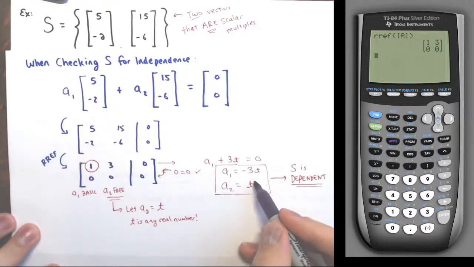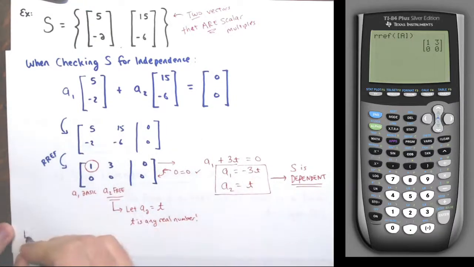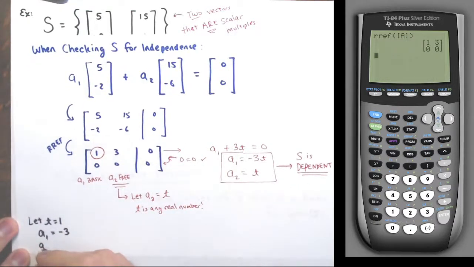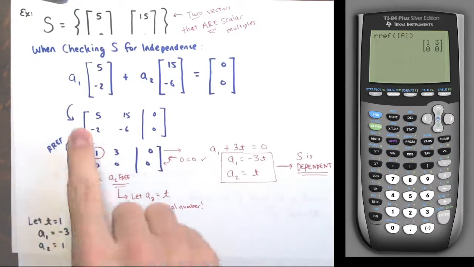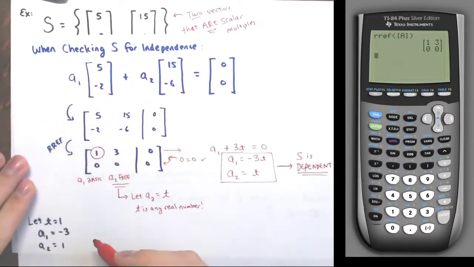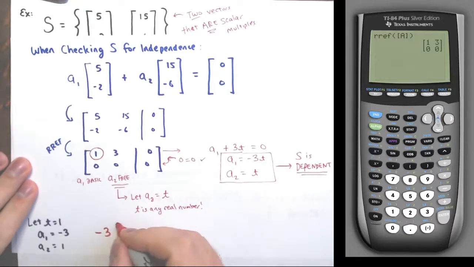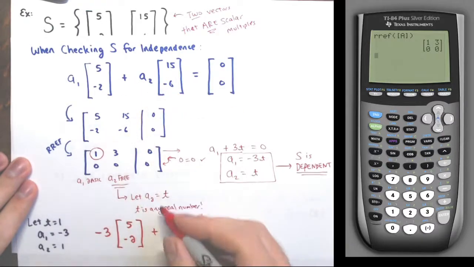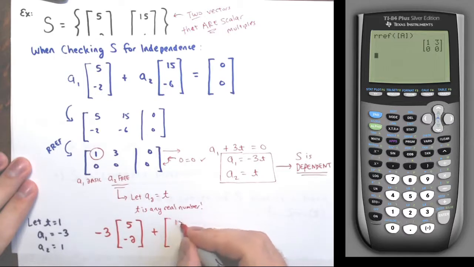So for here, I'm going to let the value of t just simply be 1. If I let t be 1, then the value of a1 would be -3, and the value of a2 would be 1. And popping those into my equation when I was checking for dependence, I get this here. -3 times the vector 5, -2 from S, plus, and then a2 is 1, so plus just 15, -6 will be equal to the 0 vector.